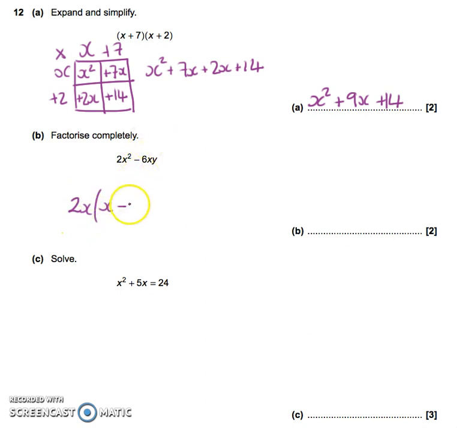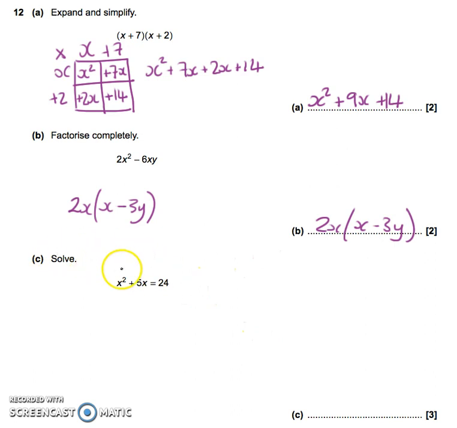2 times by what makes 6? 3. And then x is already there on the outside, so we don't need to multiply by an x, we just need to multiply by a y. So that's the thing that needs to be on the inside, and we can close the bracket, because we've made this term by multiplying this by this, and this by this. So 2x minus 3y is the factorised expression.